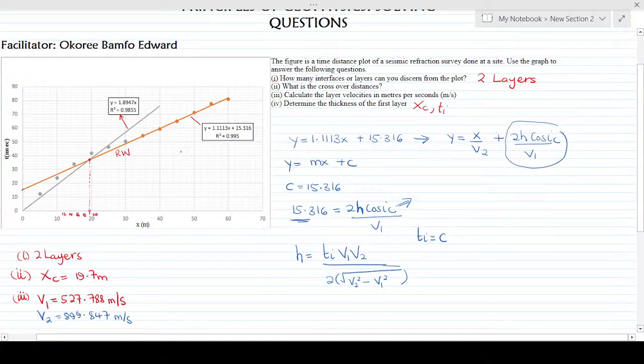Here you are not going to check on the graph and read it. It's given by the equation of the line, so you just take it. And remember that 15.316 is in milliseconds, so don't forget. Knowing all parameters, our v1, v2 and our t intercept, we can find our h.